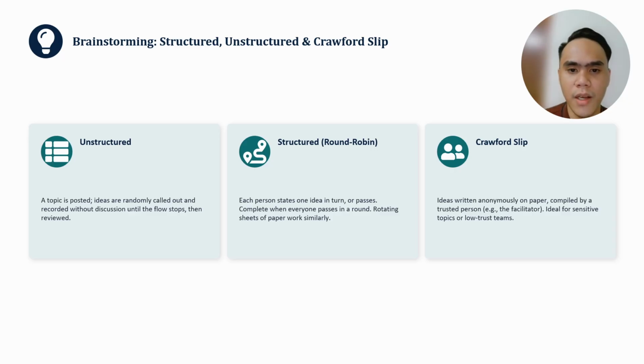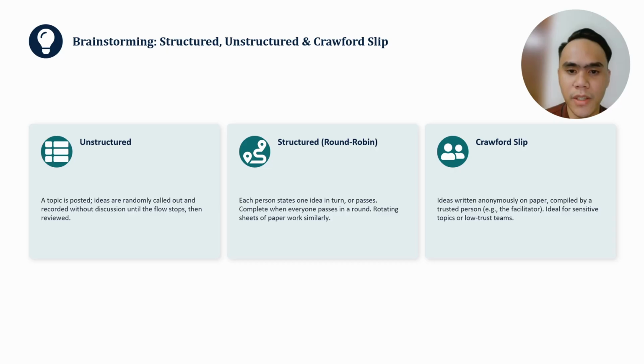which may lead to eliminating or combining some ideas. Structured brainstorming uses a round robin process. Each person in the group is asked to state one idea in turn. If they have none, they pass and the next person is asked. When every person has passed in a single round, the brainstorming is complete.